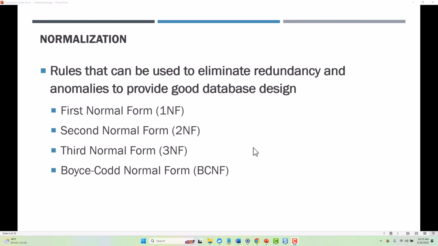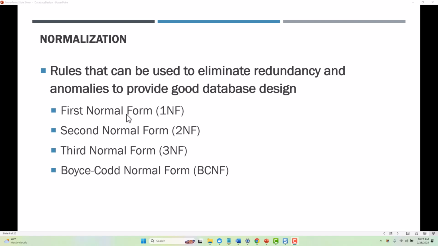In this class, we're not going to go beyond Boyce-Codd normal form. And really, if we're doing our design correctly, we wouldn't even need to go to this level if we take care of it during first normal form. So we have first normal form.